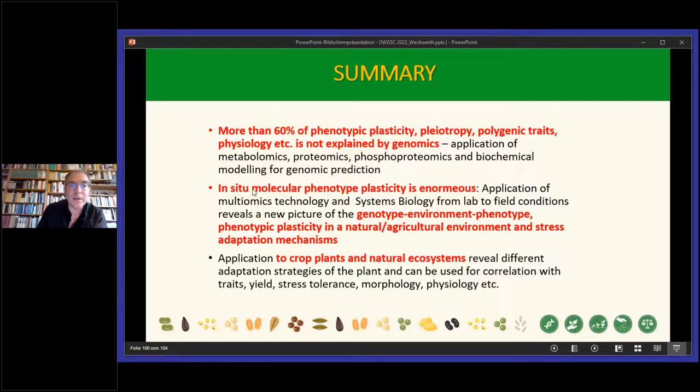What we have also seen is that if you go to the habitat, into the field, and look for in situ molecular phenotype plasticity, this changes the view on the system also. And this gives us a new idea on the genotype-environment-phenotype relationship. The main point: it is possible. We have shown that we can do these very complex multi-omics technologies in the field. And this will give us more information on stress adaptation mechanisms as well.